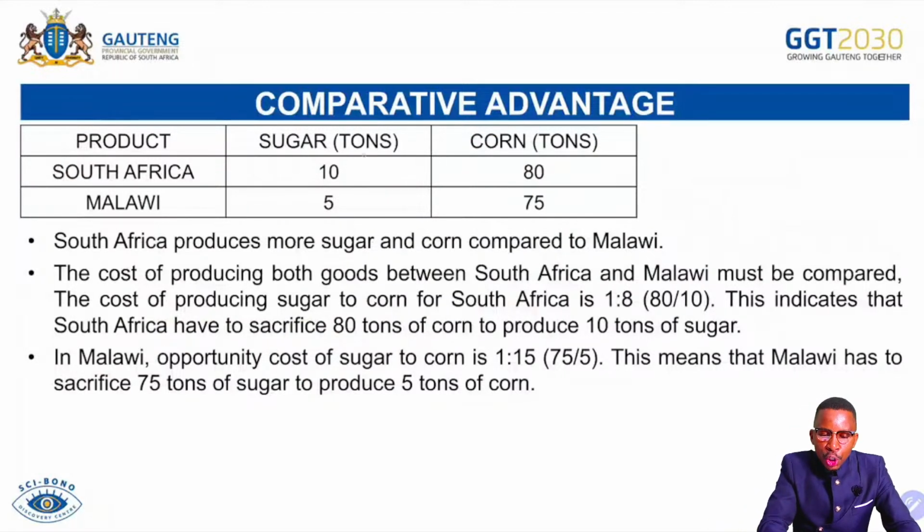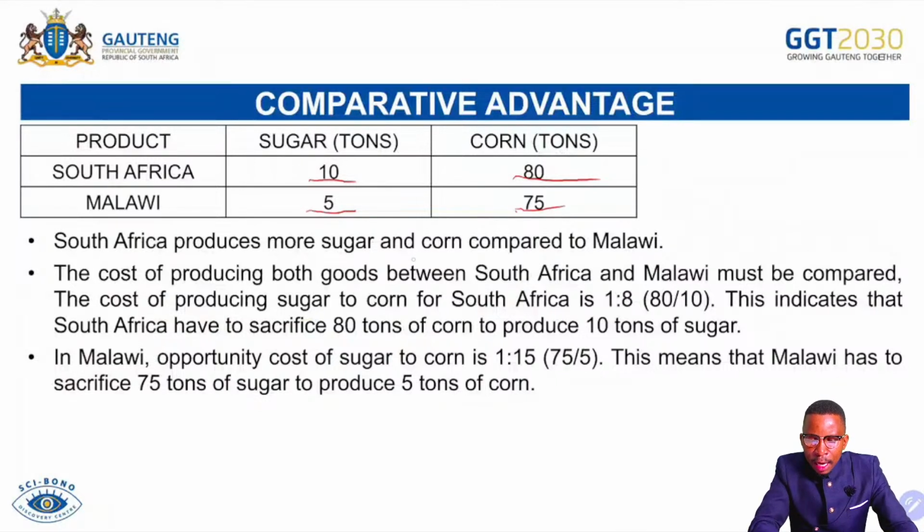So check, sugar in tons and corn in tons, for South Africa and Malawi. South Africa is producing 10 tons of sugar and 80 tons of corn. And Malawi, 5 tons of sugar as well as 75 tons of corn. So South Africa produces more sugar and corn compared to Malawi. The cost of producing both goods between South Africa and Malawi must be compared.